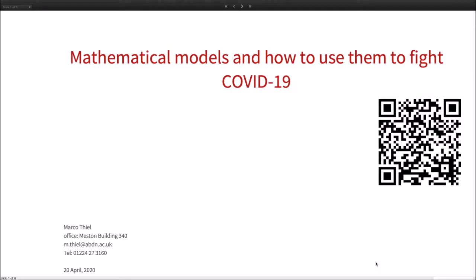So the first thing we want to do is get into building our own model. Well, how do we build a model? Now, mathematical models are a simplified description of the world. And in order to build our own COVID-19 model, we will also have to simplify the world. And I'll show you how this can work.